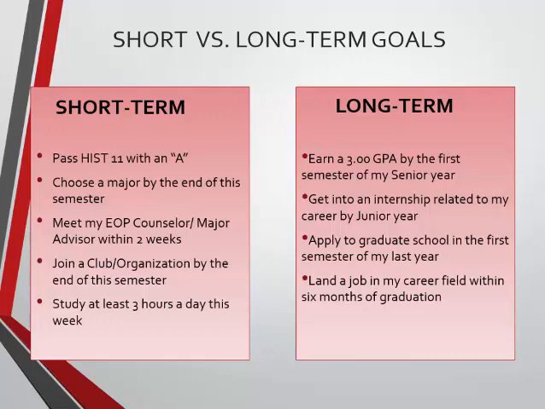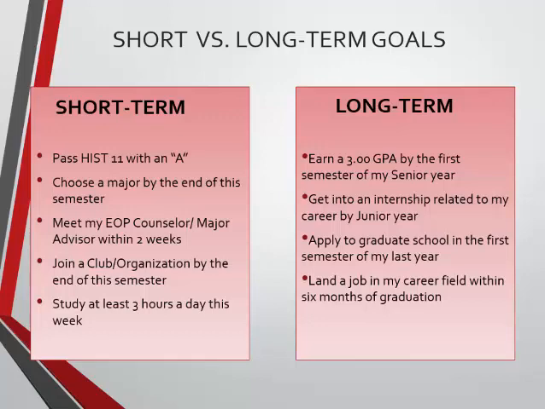Short-term goals are things like pass History 11 with an A this semester, choose a major by the end of this semester, meet my EOP counselor or major advisor within 2 weeks, join a club or student organization by the end of this semester, and study at least 3 hours a day this week. Tutoring and SI count.